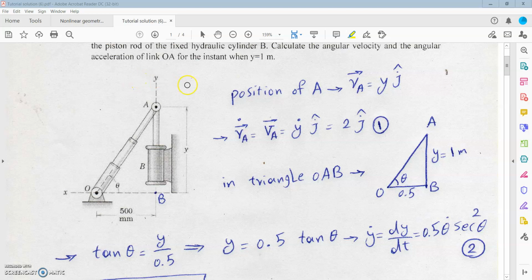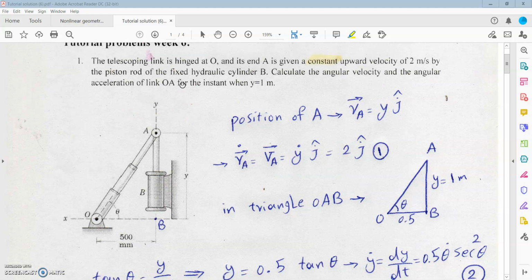You can use two different methods at least. First is using the velocity equation for point A. You know that the velocity of A, because this cylinder is rotating about point O with angular velocity theta dot and angular acceleration theta double dot, is equal to r times omega, or in vector form omega cross r, and omega is theta dot.